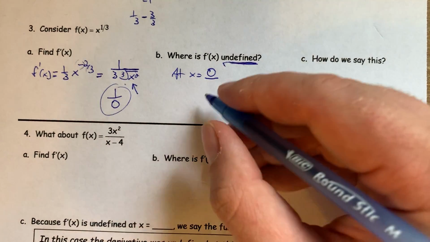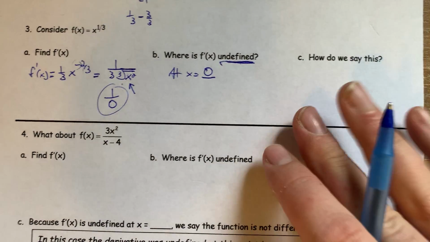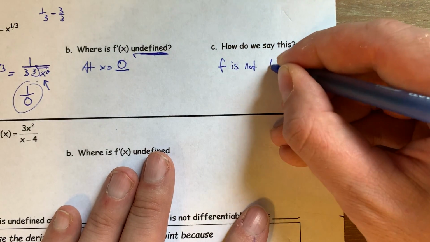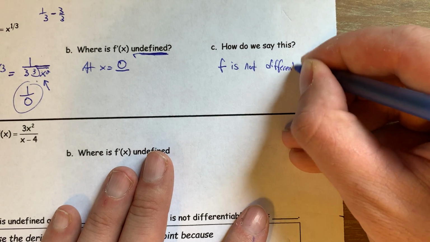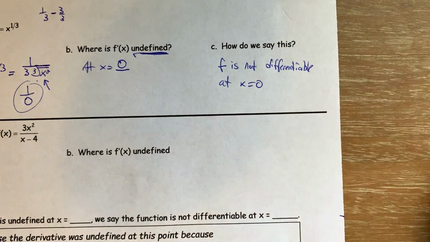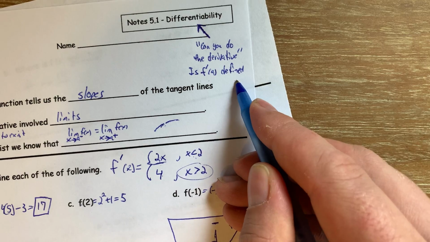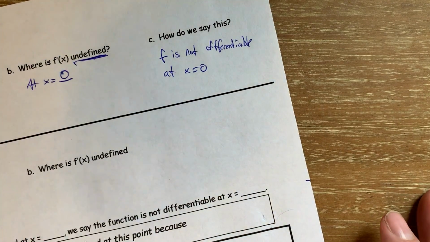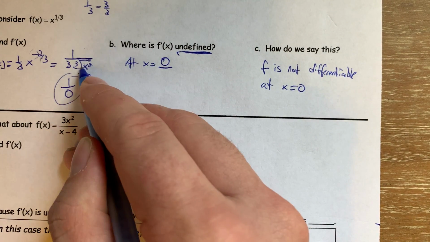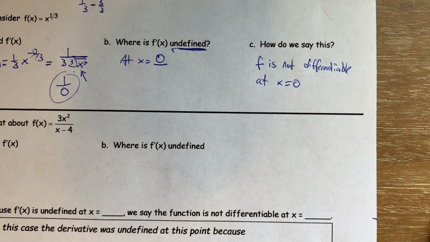And so this would be an undefined value. At x equals 0, f prime of x is undefined because it makes the denominator 0. And we say this by saying f is not differentiable at x equals 0. Remember, differentiable means the derivative is defined, or you can do the derivative at that point. We cannot do the derivative at x equals 0 because when we try to plug in 0, it's undefined. This function is differentiable at all other values.